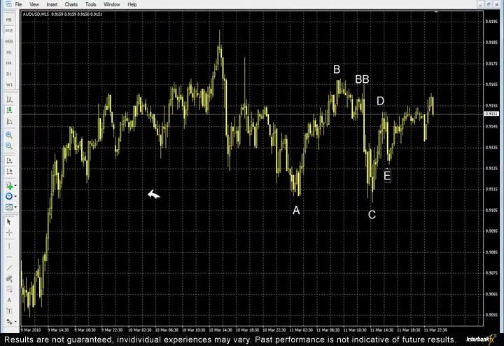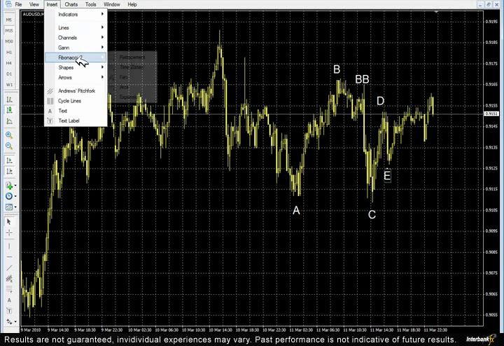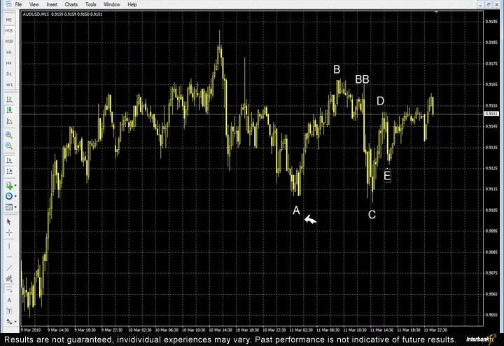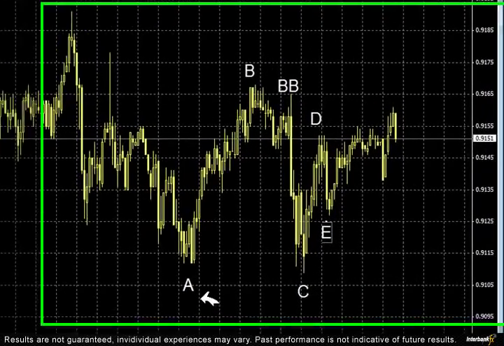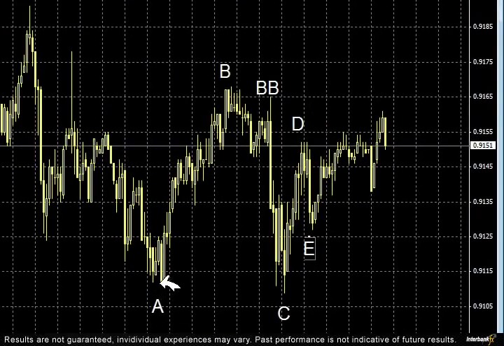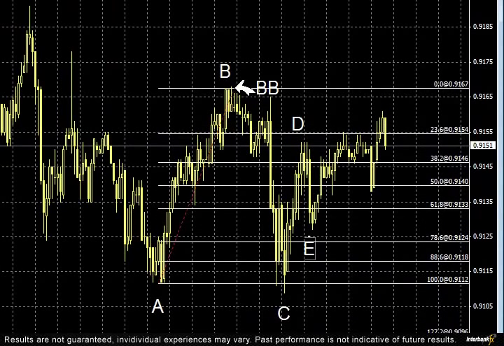Okay? So I'm going to grab my Fibonacci tool. I can do that by going into the toolbar here and going to Fibonacci retracement, or I can go to Insert, Fibonacci, and grab it that way, whatever you want. So let's draw the first one. I'm going to go from A to B.